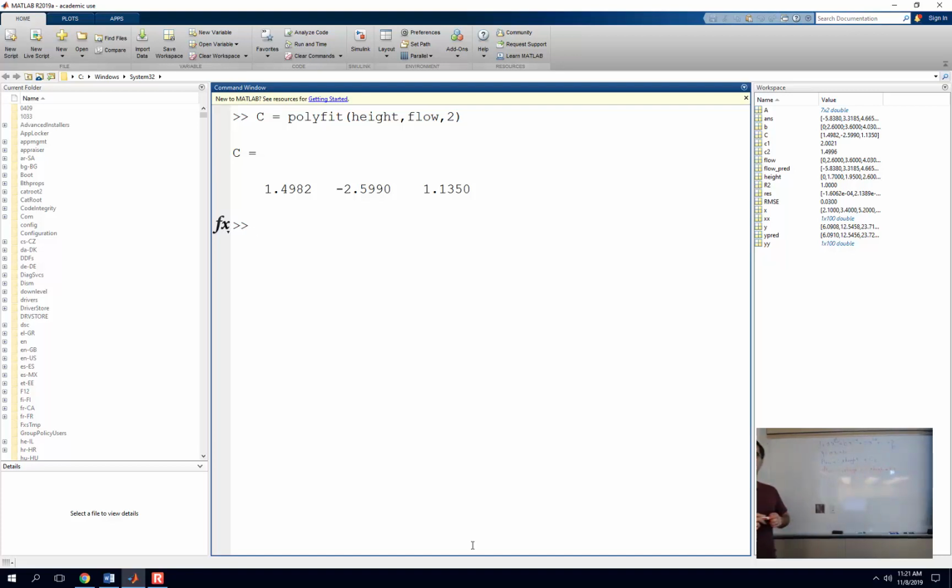Right? That's a polynomial of order 2. C1 is equal to 1.49, C2 is equal to negative 2.59, and C3 is equal to 1.13. Does it make sense? Doesn't make sense to Joe. Which part? It just made it way faster than the previous one. Yeah, so this is only working for polynomials. So if you have an equation that's not a polynomial, you cannot use this.